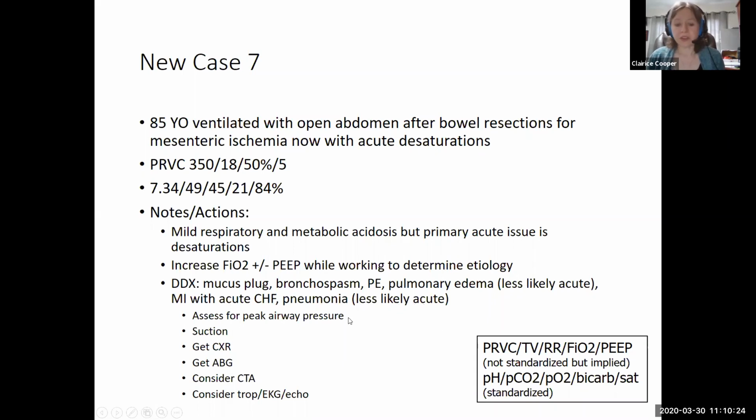So we want to look for what the peak airway pressures are, suction the patient, get a chest x-ray, get an ABG, consider a CTA, consider troponin, EKG, echo. This elderly patient with mesenteric ischemia has a very broad differential diagnosis of things that can be going wrong, and we should be looking at all of those.